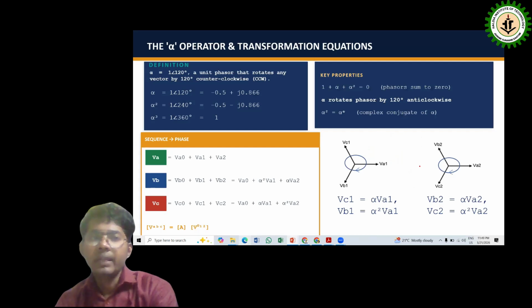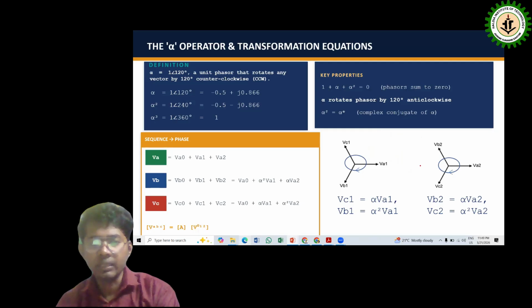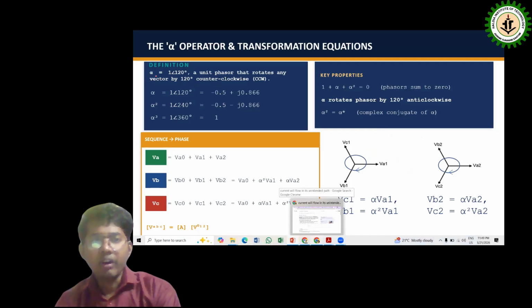Next, the alpha operator or shift operator and the transformation between phase sequence component to phase component. First of all, what is the alpha operator? Alpha equal to what? 1 at an angle 120 degree. It means a unit phasor that rotates any vector by 120 degree counterclockwise or anti-clockwise direction.